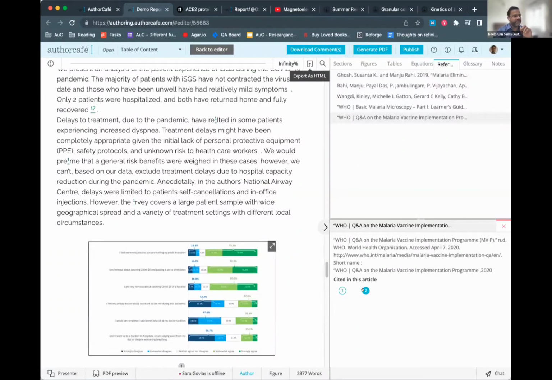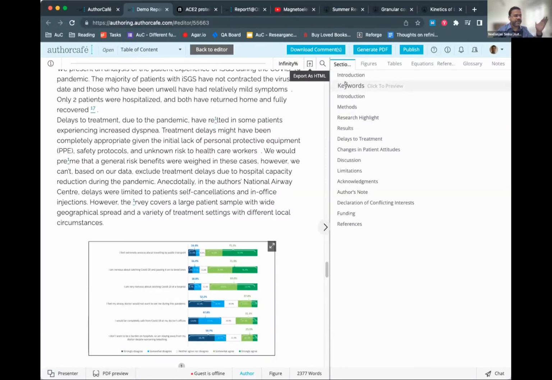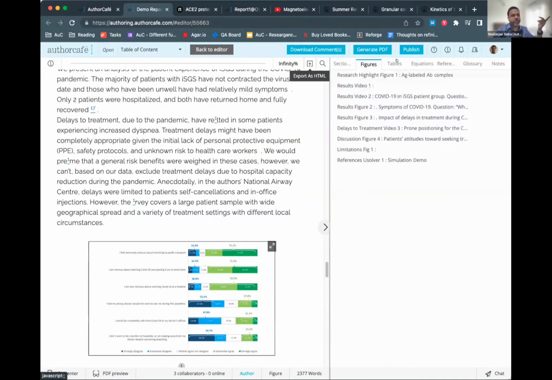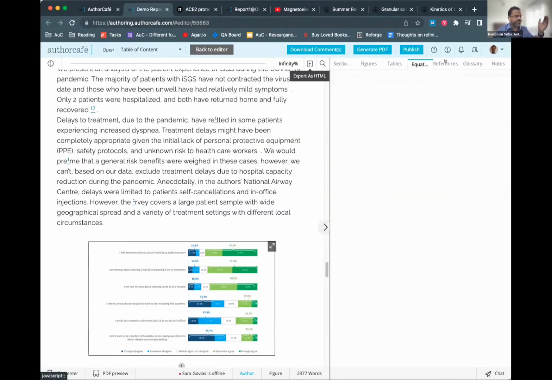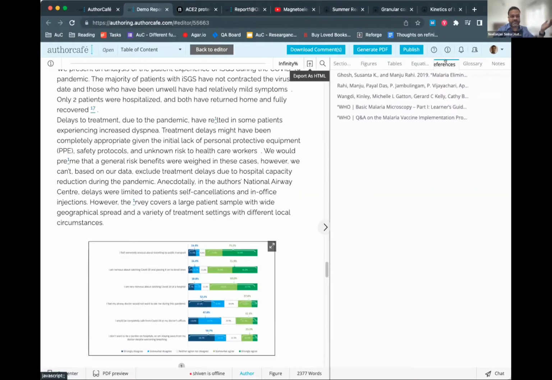I was only following my journey of just placing where I want to cite that reference, select the style, and be done with it. With regards to section headings, I just selected it as a section heading style. For figure, I did not do anything. It did not have a table or equations. For references, I did not do anything special, right?